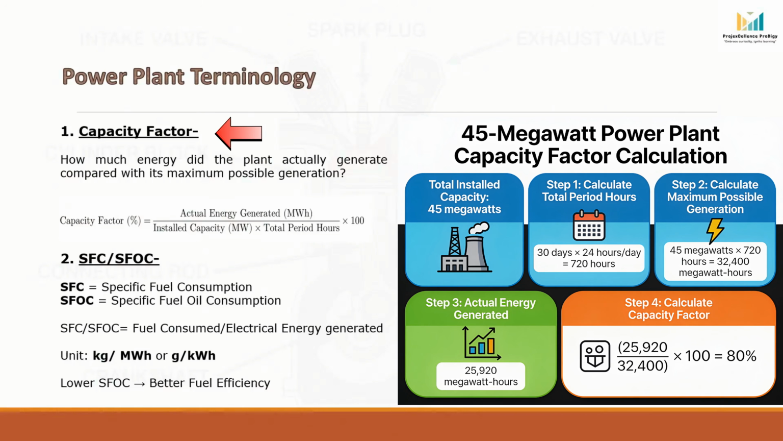But remember, a CF of 80% doesn't mean that the plant was operating at 80% load all the time. The plant may have operated at full load for some hours, at part load for some hours, and may have been completely stopped or on standby for other hours. Capacity factor combines all of this into one overall performance figure for the selected period. So capacity factor asks, how much energy did the plant actually generate compared with its maximum possible generation?